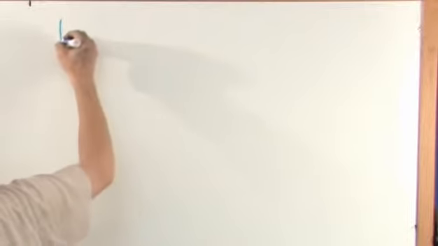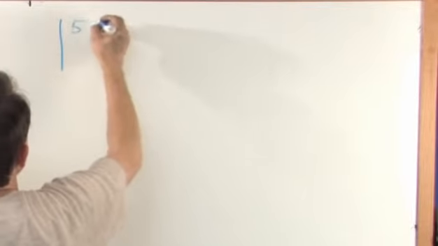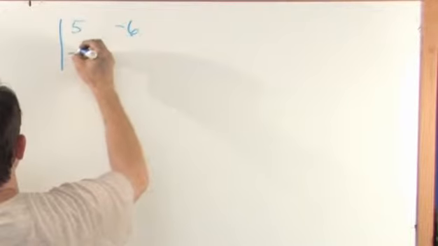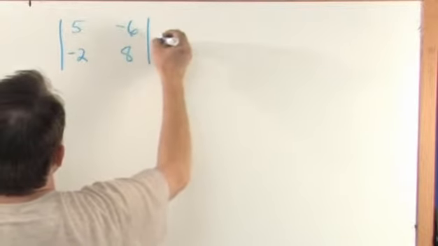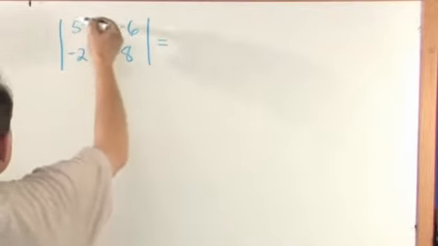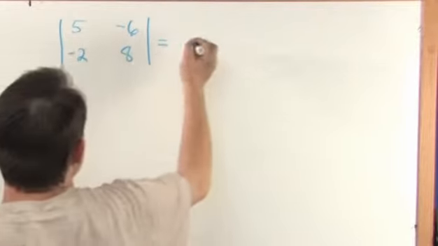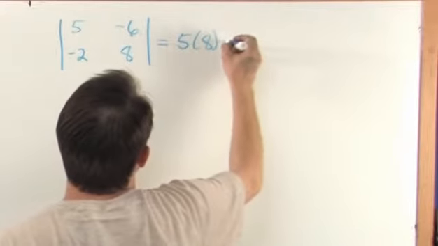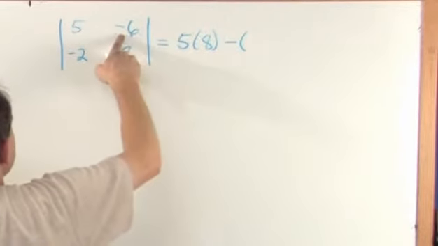If I were going to find the determinant of 5, negative 6, negative 2, and 8, again, I wouldn't memorize letters or formulas. I would just draw an X, like this, and then like this. 5 times 8 minus this direction, negative 6 times negative 2.